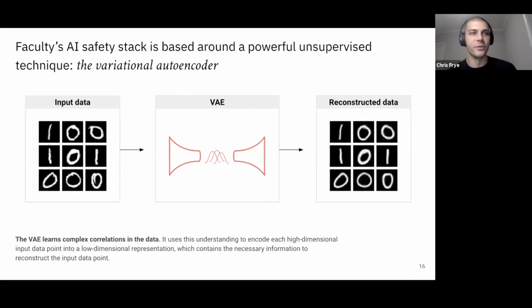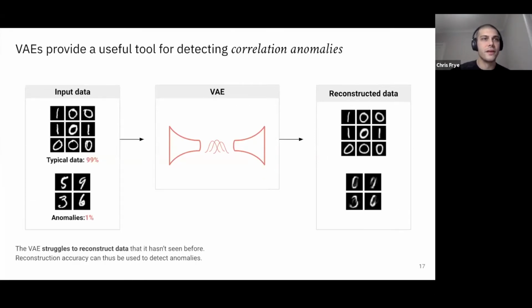The VAE is able to pare down its representation by basically removing redundant information. And in order to do this, the VAE learns the complex correlations that exist in the data. So the fact that the VAE learns the correlations of the data set is already a hint that VAEs might be useful for detecting correlation anomalies. And let's understand how this might work.